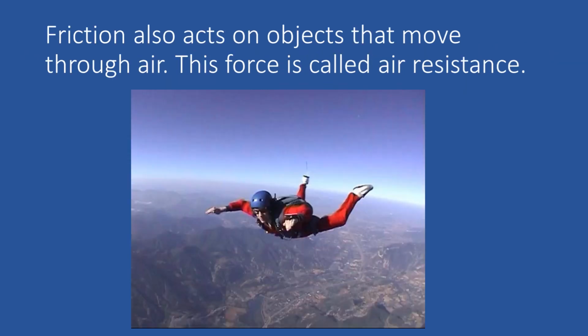Okay. Now, friction also acts on objects that move through air. This force is called air resistance. So any object that is moving and the air hits this object, there is a force exerted on this object named air resistance. For example, look at this man. When he falls down, there is a force exerted on the man called air resistance.